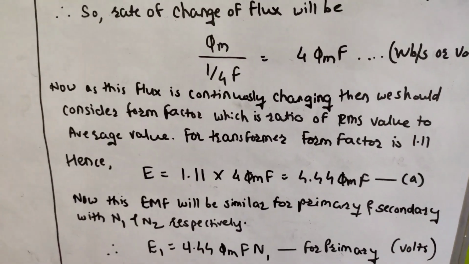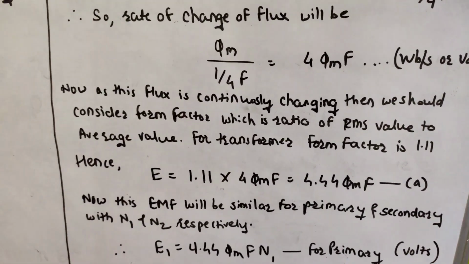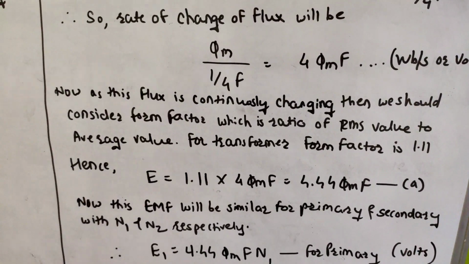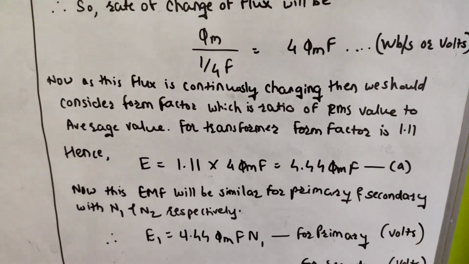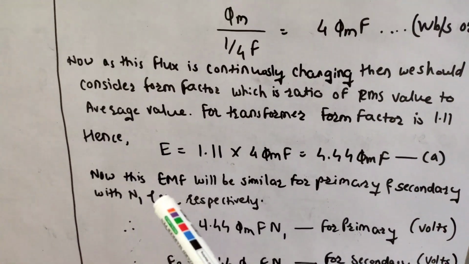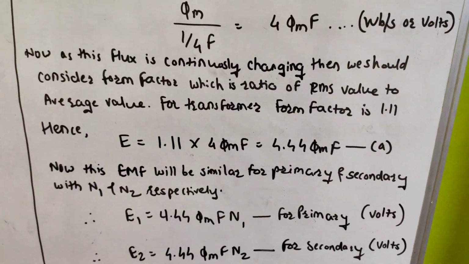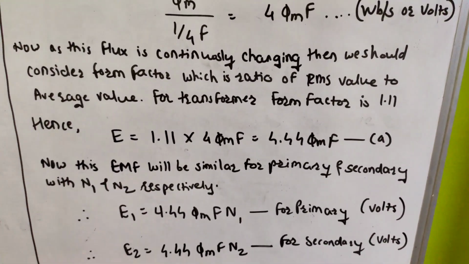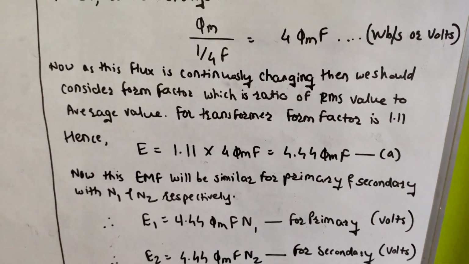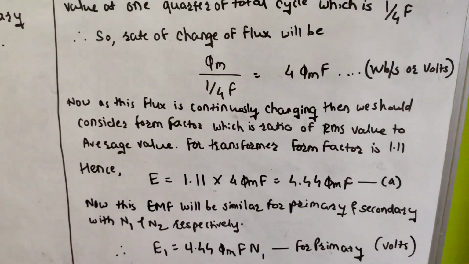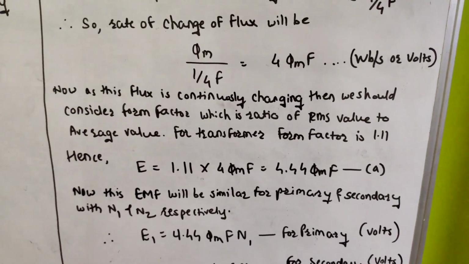Also, as we know that this flux is continuously changing with respect to time, we need to consider a form factor where we are comparing the average value and the RMS value. So what we get is that E is equal to 1.11, which is the form factor, multiplied by the rate of change of flux we got. So we got the equation, that is 4.44 phi-m F. Now this is the actual equation of a transformer. This is the complete transformer equation.